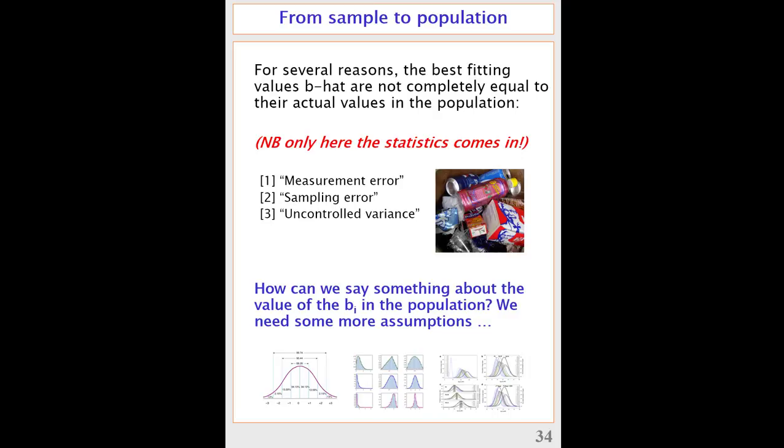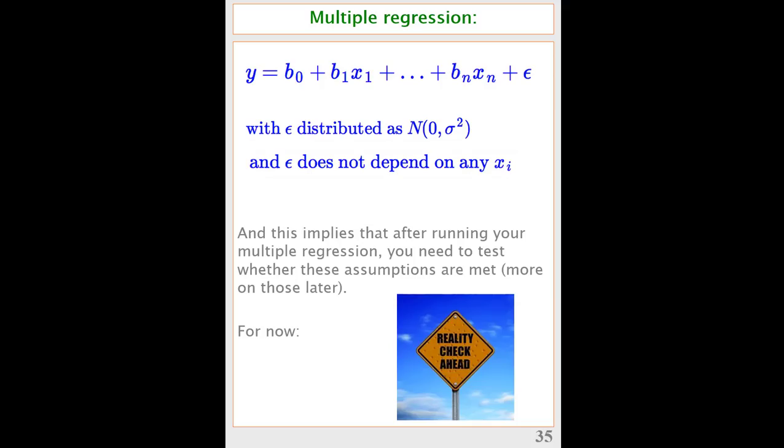So how can we say something about these B values that we're trying to estimate in the population? Well, by imposing a couple of assumptions. And the assumptions that we need here are of the following kind. This is actually the full model that's being used in multiple regression. So thus far we did this already without checking that this was actually okay, but this is what we need.